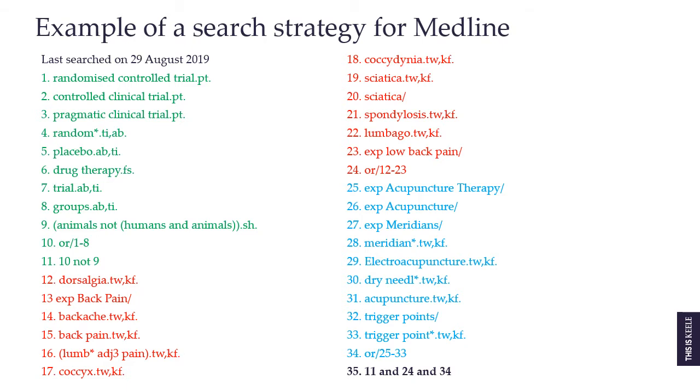This is an example of a search strategy in Medline. It's a very complex search strategy. And it's for back pain and acupuncture RCTs, the same as the example question earlier. So I'm not going to say too much about this, apart from pointing out that there are different sections, different colours that apply for different parts of the question that were in the review. And then you can see the last line, line 35, is where these sections were combined together right at the end.